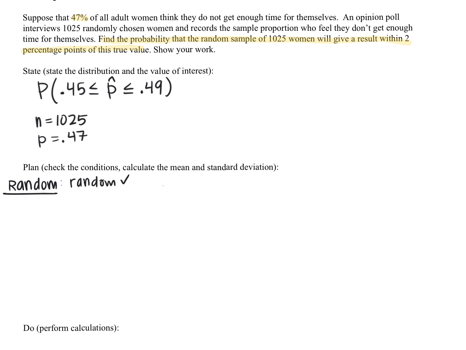Since the random condition is met, that tells me that the mean of my sampling distribution is equal to the population parameter, which in this case is 0.47. So mu sub p hat is equal to 0.47. The next thing I'm going to check is the independent condition. So is each outcome independent? Is my sample size the correct size? That's my 10% condition. So my sample size, 1,025, has to be less than or equal to 10% of the population, which in this case would be all adult women.